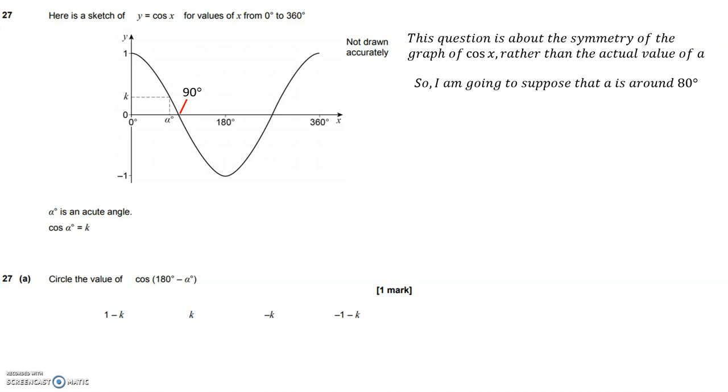Well, they want me to work out the cos of 180 minus A. So 180 minus 80 will be 100. So that's where I find the value of cos 100. 100 degrees is 10 degrees to the right of 90, whereas A degrees, which is 80 degrees, is 10 degrees to the left of 90. And as you can see, the value of cos of 100 degrees is minus k. This all comes from the symmetry of the graph, not from the actual values of A and k. So the answer in part A is minus k.